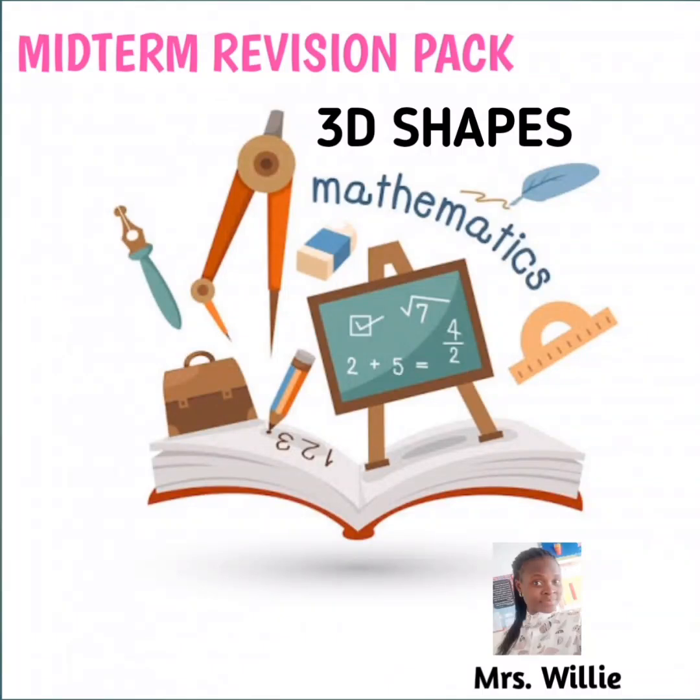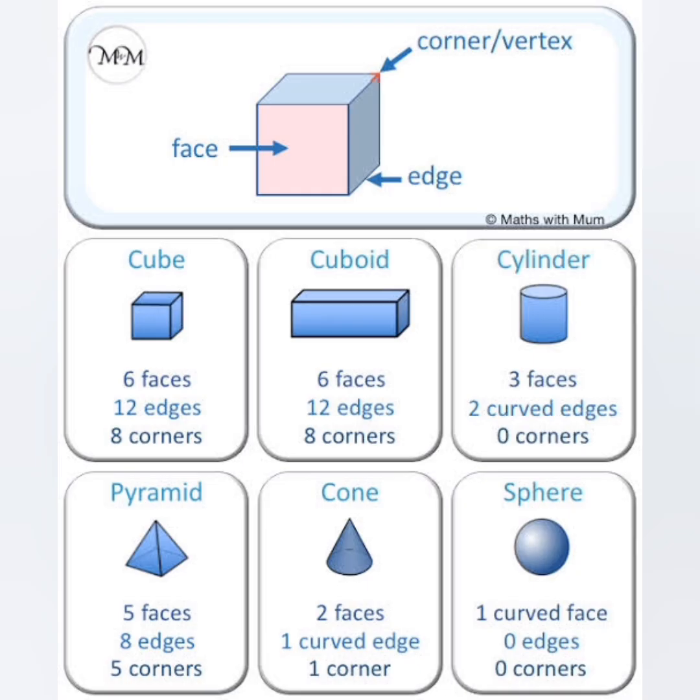Today we are looking at 3D shapes. What's a 3D shape? A 3D shape is a three-dimensional shape that has length, width, and height.